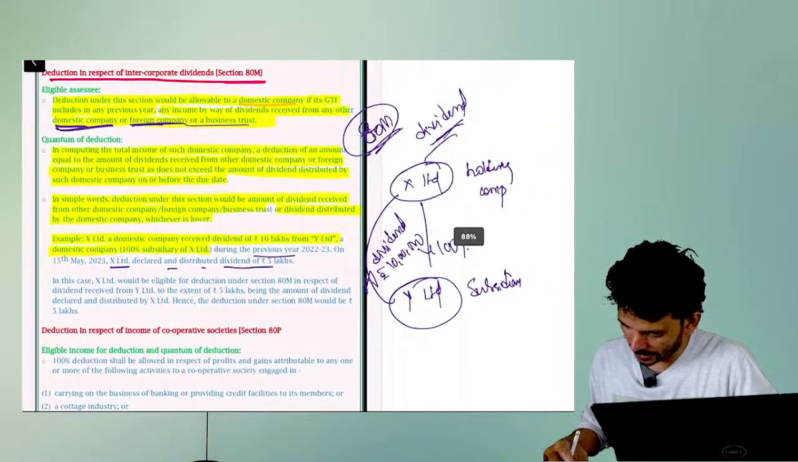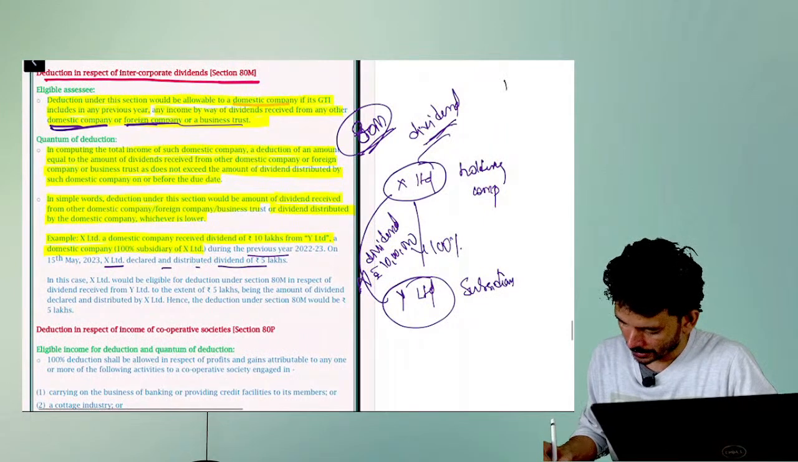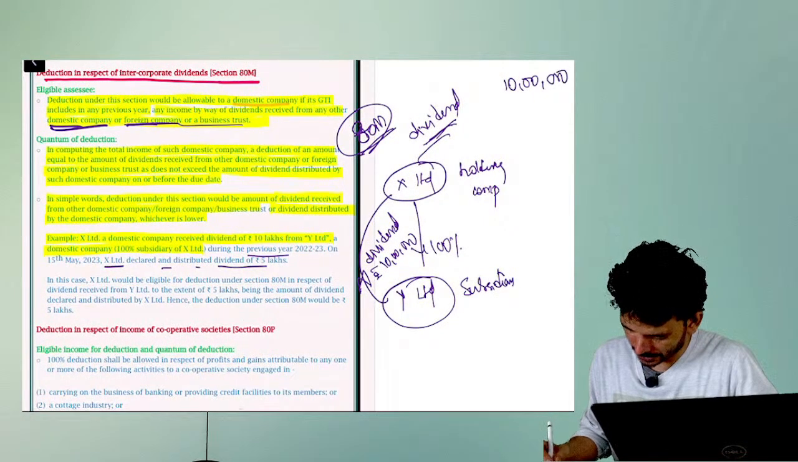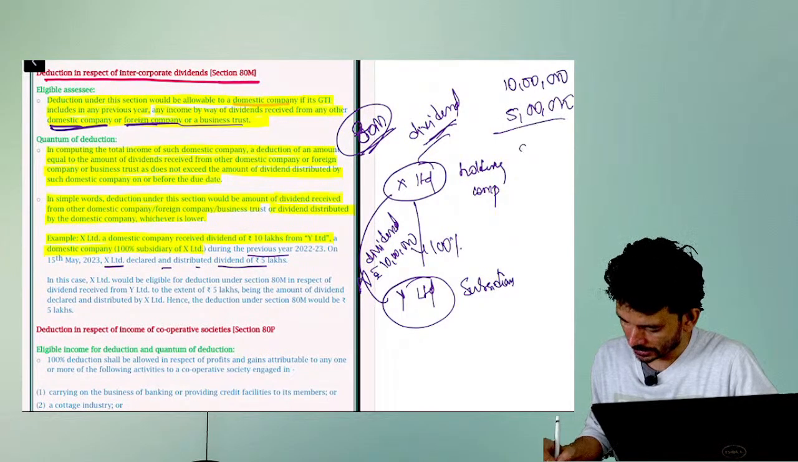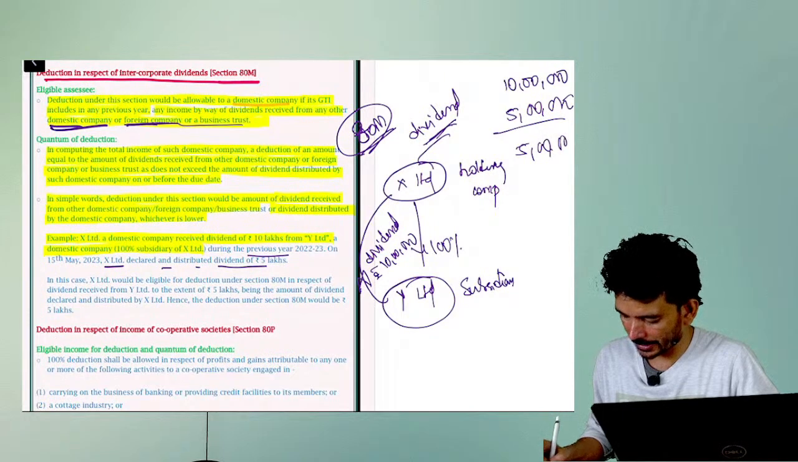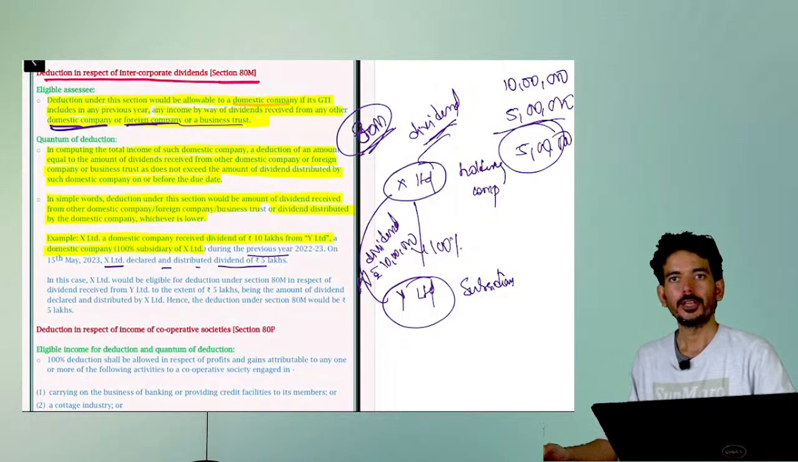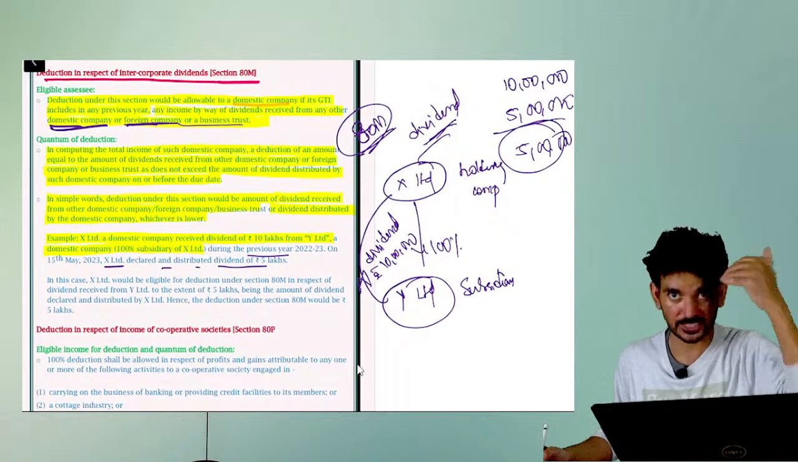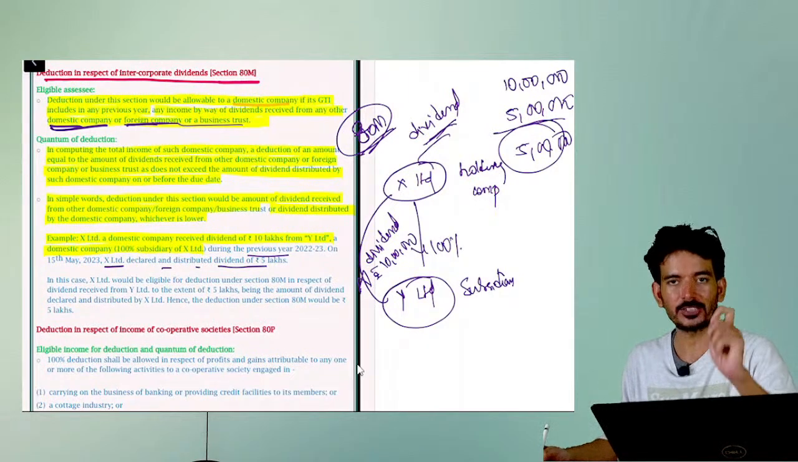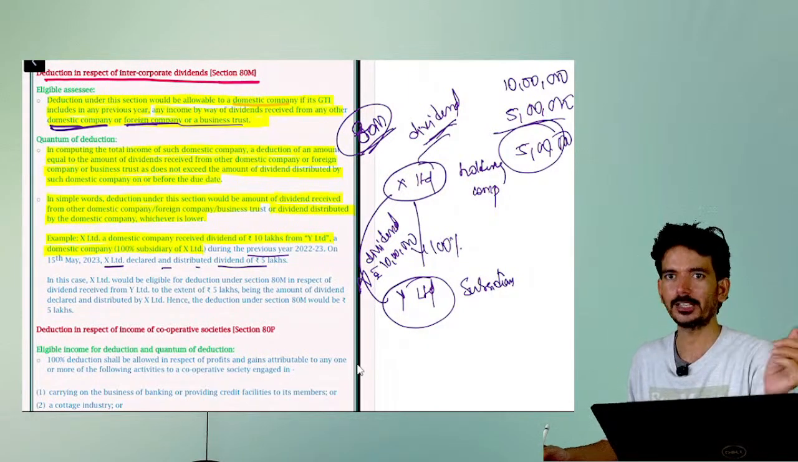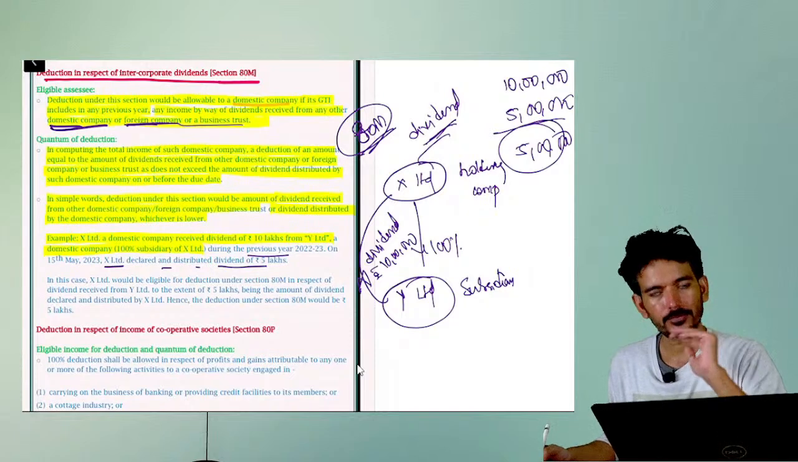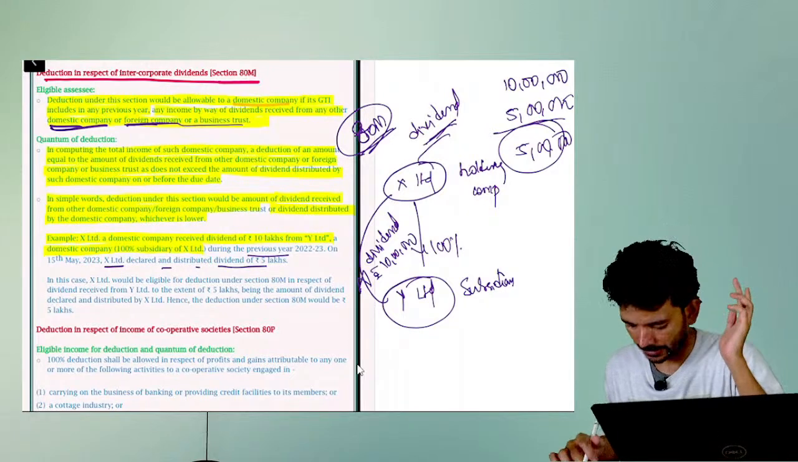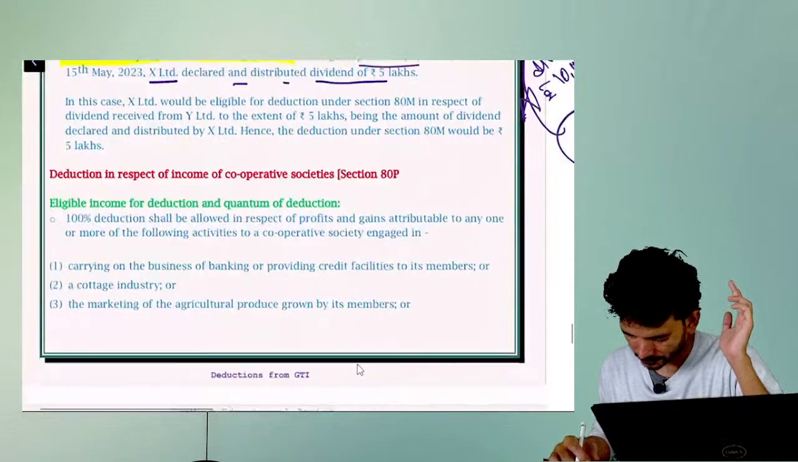Whichever is lower. So 10 lakhs received by them from the subsidiary, or 5 lakhs what they have declared, whichever is lower, that they are eligible for deduction under 80M. I hope this is clear. In case it comes for examination, first of all, if it is applicable to you, I have seen for CMS students it is applicable. If it is not applicable for CA students, please ignore it. So lower of these two will be exempted, deducted.